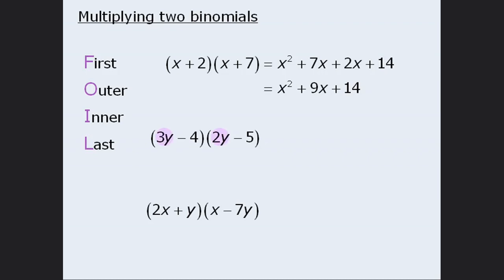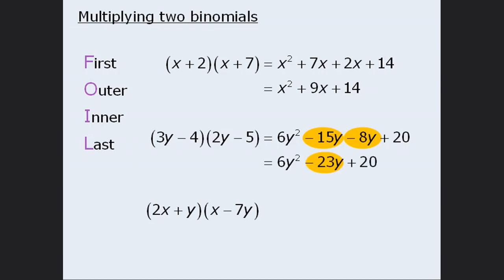When we multiply the first terms here, we get positive 6y squared. When we multiply the outer terms, we get negative 15y. When we multiply the inner terms, we get negative 8y. And when we multiply the last terms, we get positive 20. To simplify, we'll recognize that negative 15y and negative 8y are like terms, which means we can combine them to get negative 23y. Okay, one more example.